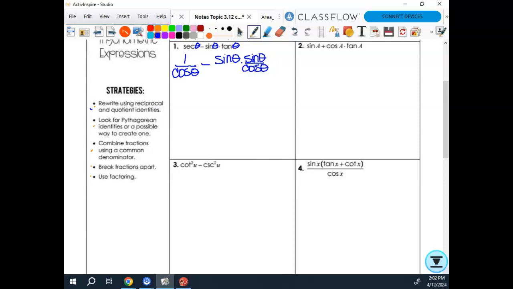Yeah, it's times there. Everybody good with all that? All right, so I'm going to leave this 1 over cosine, and I'm going to clean that up. So this is equal to 1 over cosine theta minus, well, what's sine times sine? Sine squared theta. So sine squared theta over cosine theta. So now I have two fractions with the same denominator. So I already have a common denominator. I can put them together as one fraction. My denominator is cosine theta. My numerator is 1 minus sine squared theta.